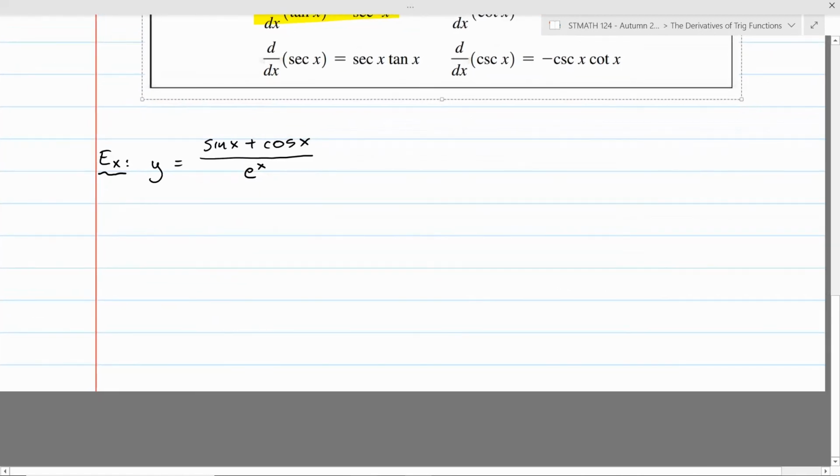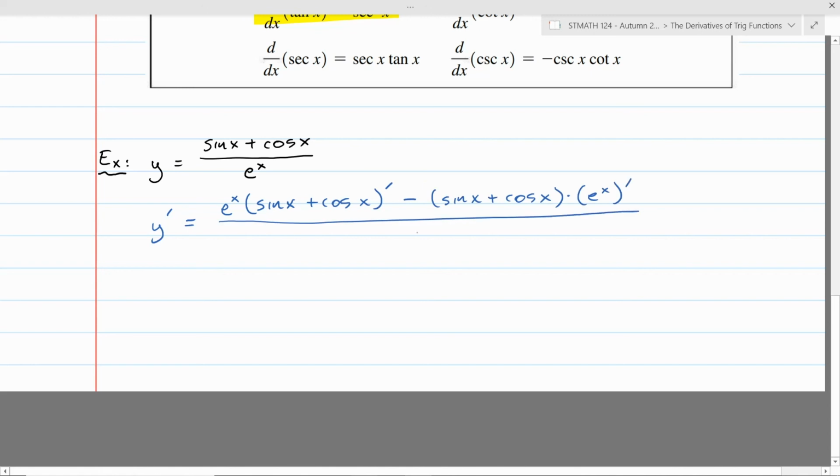Let's do this example here of calculating a derivative. So I've got y equals this fraction, sine x plus cosine x over e to the x. If I'd like to calculate the derivative, well, I could do the quotient rule here. That would be, remember you take the denominator and then you multiply times the derivative of the numerator. Then you do minus. Then you take the numerator, left alone, and you multiply times the derivative of the denominator. And then you divide that all by the denominator squared. So for this particular example, I'd end up with e to the x.